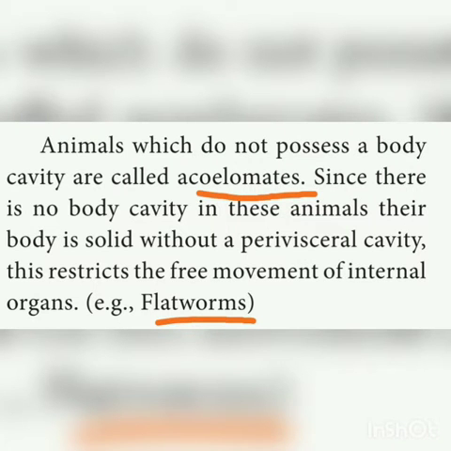Acoelomate means absence of coelom. So acoelomate is present in flatworms. There is no body cavity in these animals. 2 மார்க்கில் வரும். Why flatworms are called acoelomate?